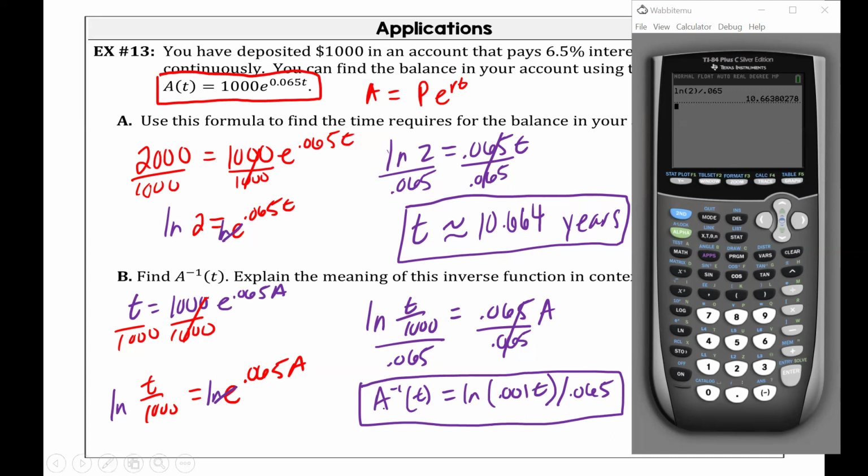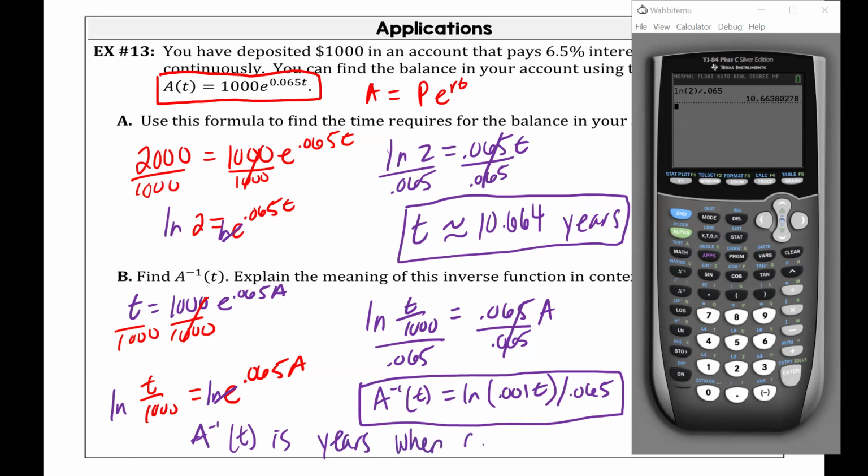So now you're looking for: I have this amount, what is going to be my time? So it's what a balance is, in years. So it's going to be our time in years, A inverse of t is the years. And let me know if this is not grammatically correct, guys.